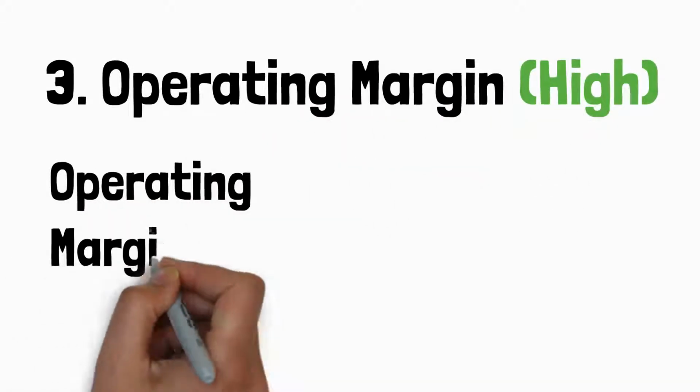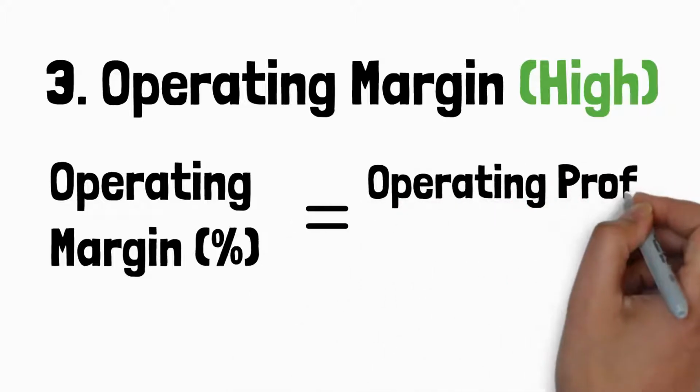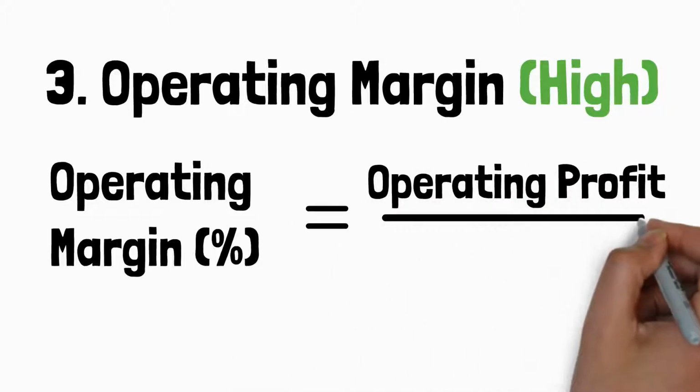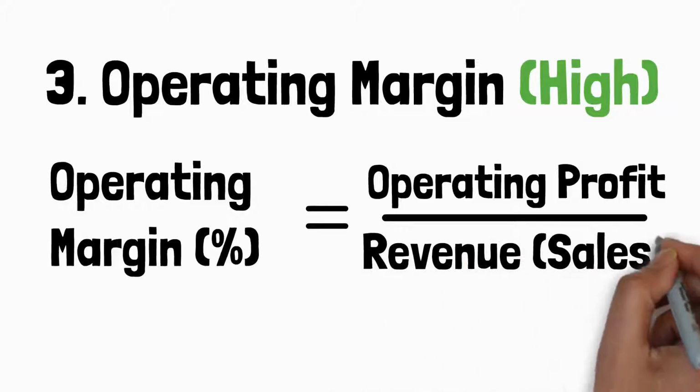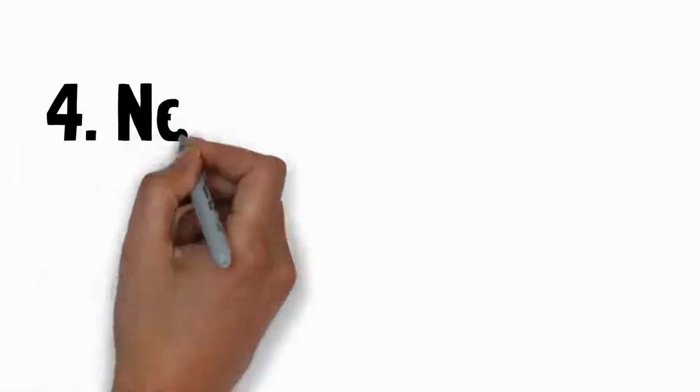Next, let's look at the operating and net margin. Operating margin measures how much profit a company makes after paying their operating costs such as production costs, wages and raw materials, but before paying interest or tax. This value is useful as it shows us how much profit a company can retain as a return on its sales.